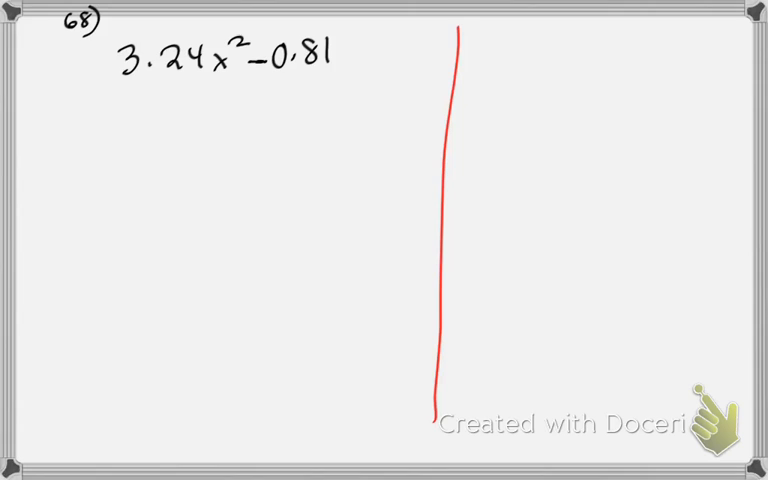I want to try 68, which is 3.24x squared minus 0.81. Okay, this is number 68. I don't think it was your homework. Now, when you have something like this, you can just look at it like 324x squared minus 81. First, you've got to know, is 324 a perfect square? Yes. I asked you to go home and memorize. What is it? It's 18.